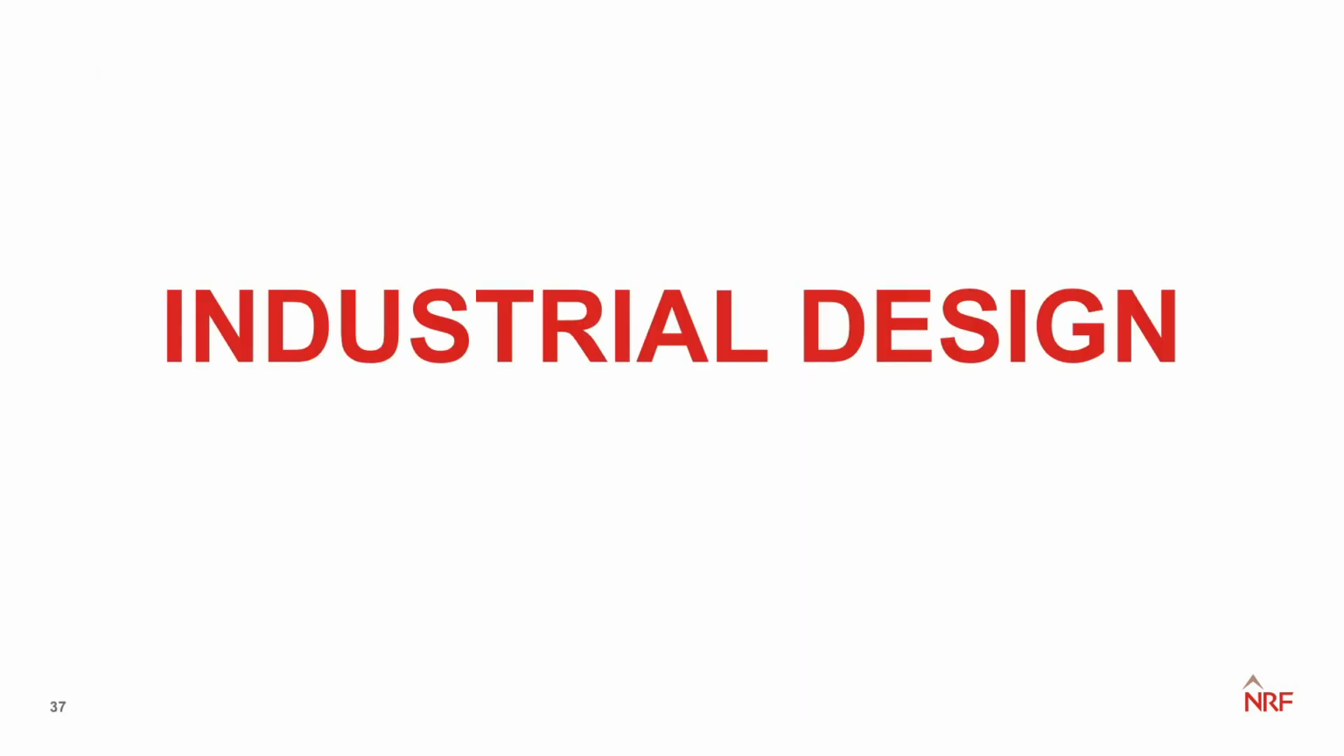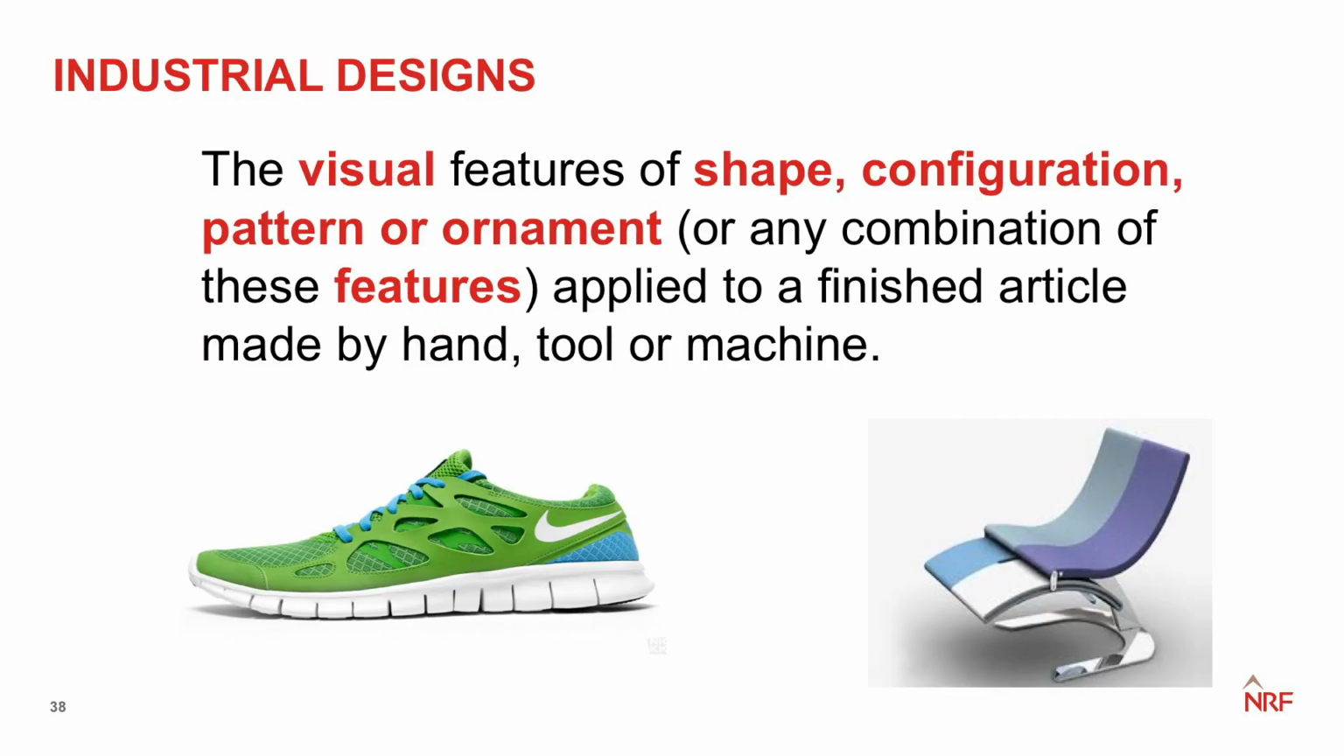Industrial designs. So industrial designs are a bit of a strange creature. I'd like to think of them somewhere between a patent and a trademark. The purpose of an industrial design is really to protect the visual feature or shape, configuration, pattern, or ornament of a product. And it's applied to a finished article, usually by hand, by tool, by machine.